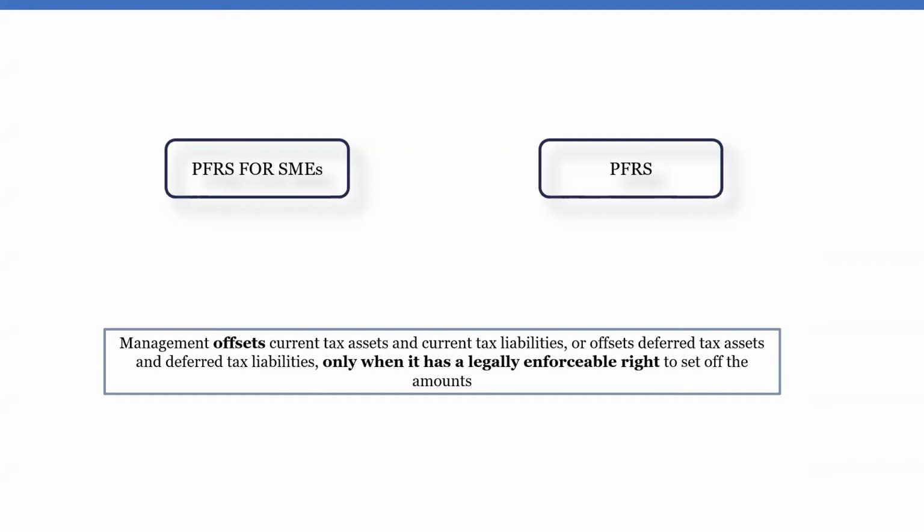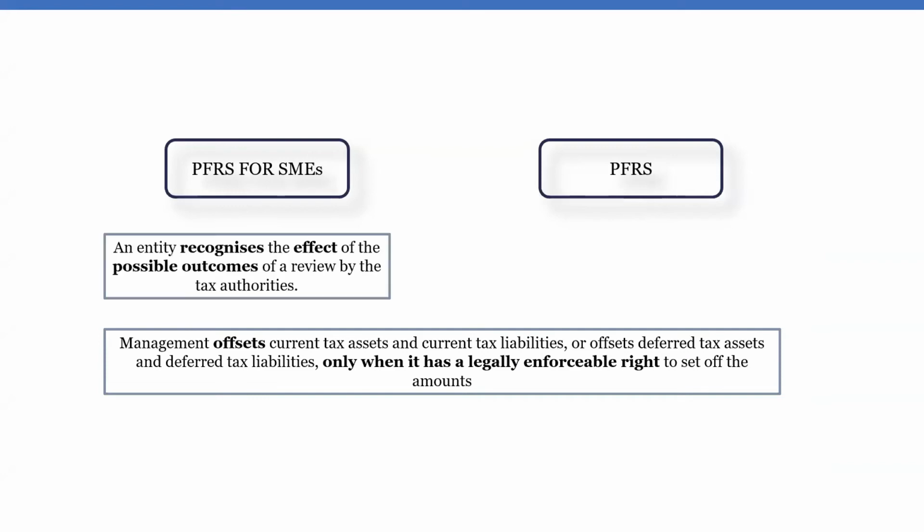Okay, so management offsets current tax assets and current tax liabilities, or offsets deferred tax assets and deferred tax liabilities only when it has a legally enforceable right to set off the amounts. So, yan, pwede lang tayo mag-offset if there is a legally enforceable right to offset. For SMEs, an entity recognizes the effect of the possible outcomes of a review by the tax authorities. Pero for full PFRS, walang specific effects. Yun lang yung difference.